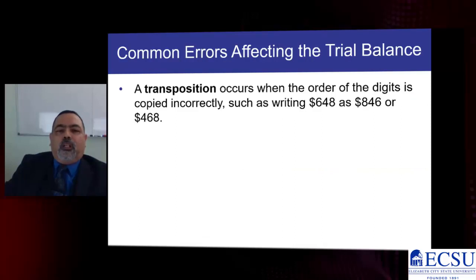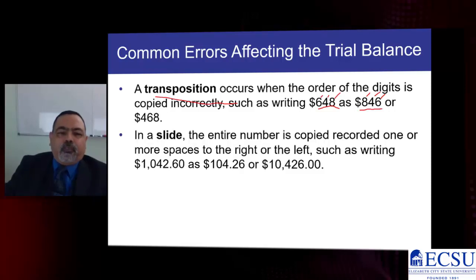One of the common errors affecting the trial balance is a transposition error. As I already said, you have transposed the order of the digits. Supposing instead of writing 648, you wrote 846. You have the 6, the 4, and the 8, but you have ordered them in a different way. Or you could also write it as 468. If you do that, that is a transposition error.